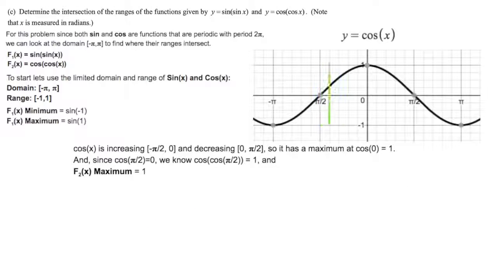Cosine is increasing from negative pi over 2 to 0, and decreasing from 0 to pi over 2. So it has a maximum at cosine 0, which equals 1. And since cosine of 0 equals 1, the maximum of f2 of x is 1.